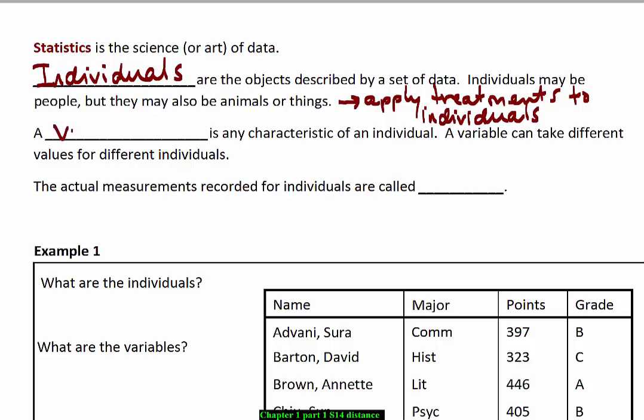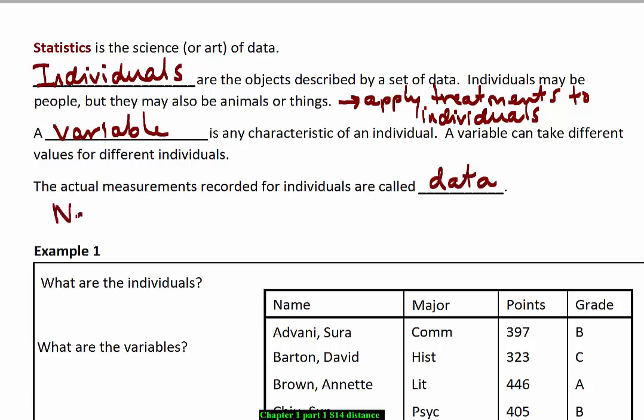A variable is any characteristic of an individual. A variable can take different values for different individuals. We're going to have different types of variables, which we're going to discuss in detail in later chapters, and we'll introduce the notion of different types of variables in just a moment. The actual measurements recorded for individuals are called data.